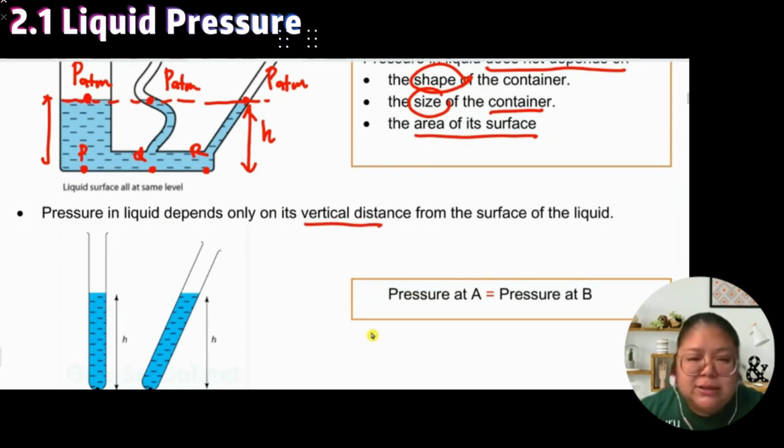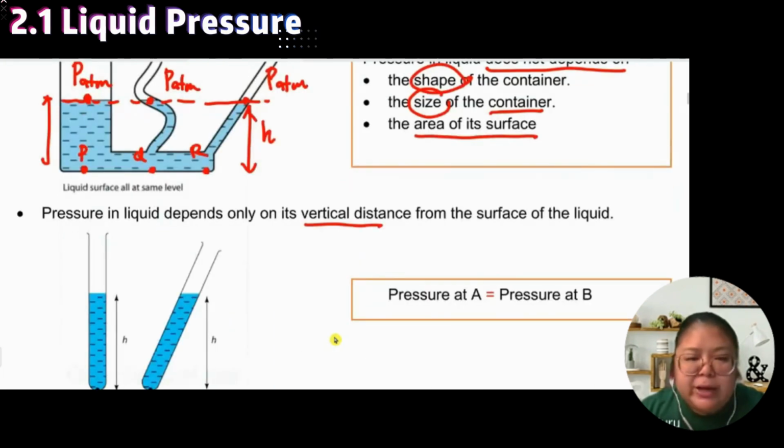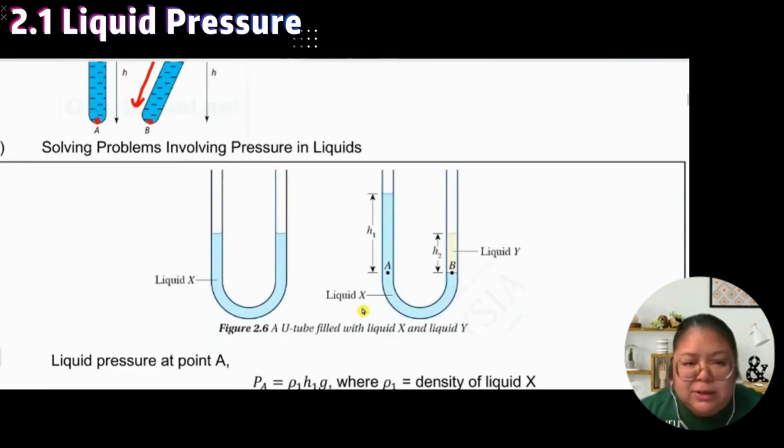So that means see the tube, test tube, they already sang it. We cannot count like this one. This one H is wrong. So we count vertical height. So when the vertical height is the same, so your pressure must be the same. So the pressure at A is the bottom, B also is the bottom. So it's the same because the water level is the same.